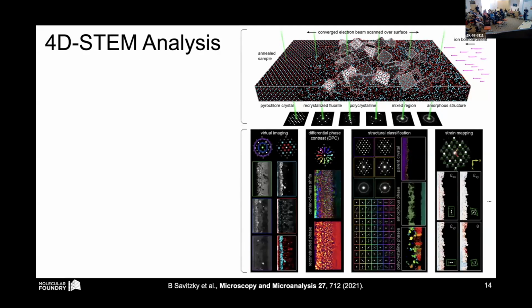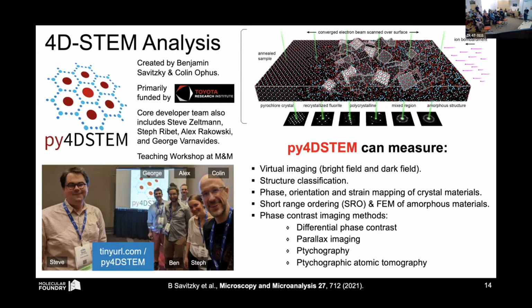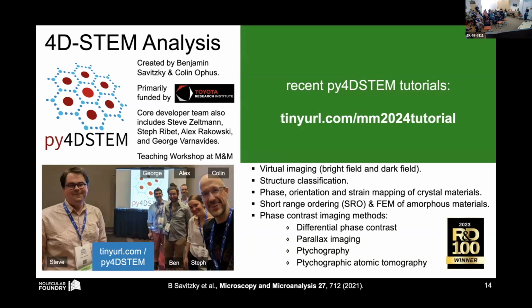I did just want to mention, though, all these different analyses are performed in my group's py4DSTEM analysis toolkit. And we've recently started adding X-ray modules to it. So we've been doing X-ray ptychography recently with this code. And it has a whole bunch of different analyses. Here's our core developer team. Everybody is in town right now except for Steve and Alex, I think. Ben is back for the workshop tomorrow. And Steph and George are postdocs in my group. So it can measure all sorts of different things from 4D STEM patterns. We got an R&D 100 award last year. And I put a whole bunch of our recent tutorials from our conference a couple of weeks ago on Google Colab as well. So if anybody's interested, they can check them out there.